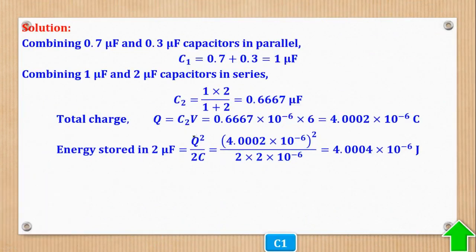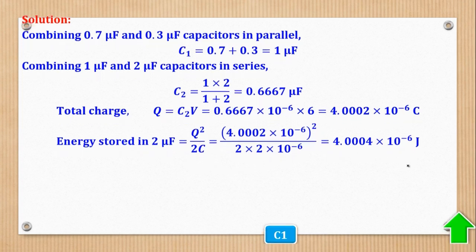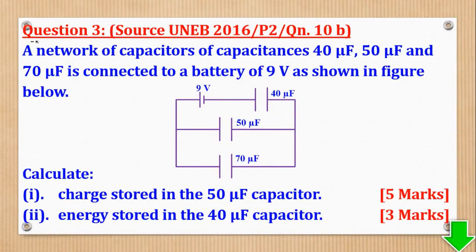So the energy stored with the formula is Q squared over 2C. I believe you already know this formula. So Q is this and C is this, which is here, but you convert to farad. In the end, you come up with this as the energy they wanted. So that was question 2.